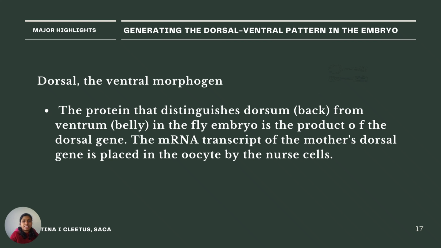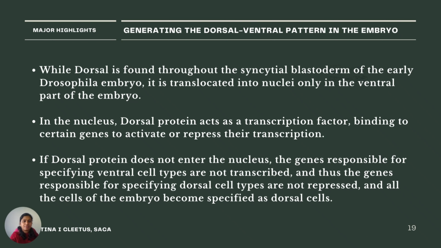The protein that distinguishes the dorsum or back from the ventrum or the belly in the embryo is the protein product of the dorsal gene. And the mRNA transcript of this maternal dorsal gene is placed in the oocyte by the nurse cells. While dorsal protein is found throughout the syncytial blastoderm of the early Drosophila embryo, it is translocated into the nuclei only in the ventral part of the embryo.